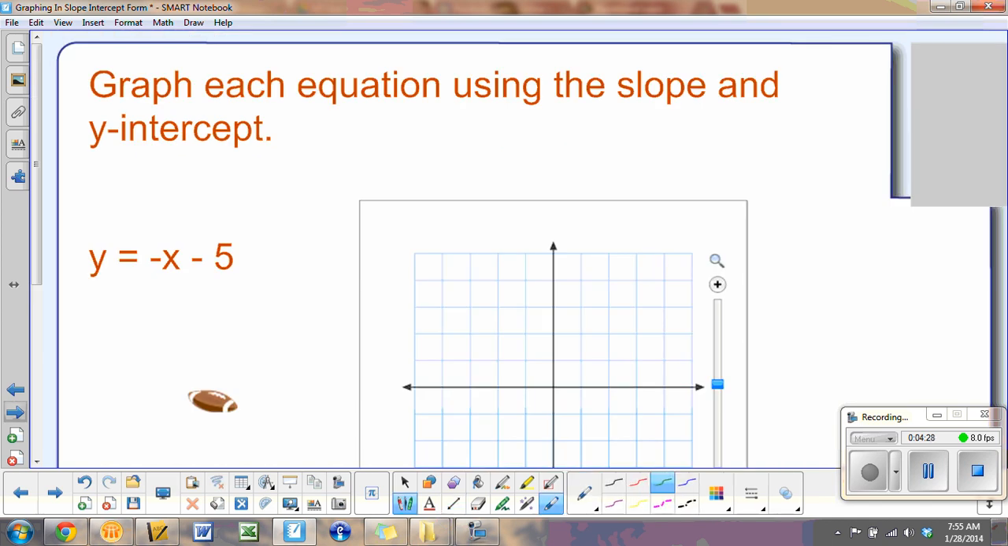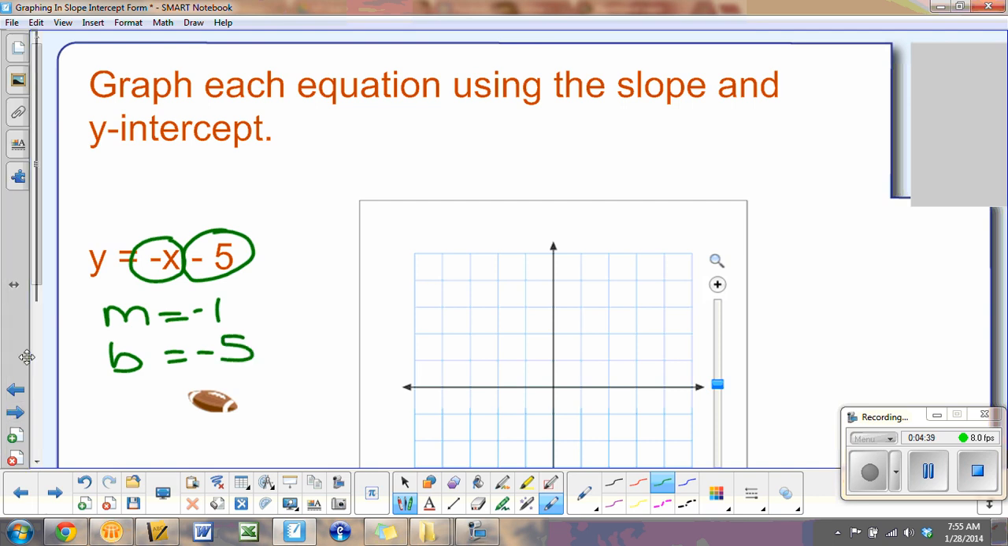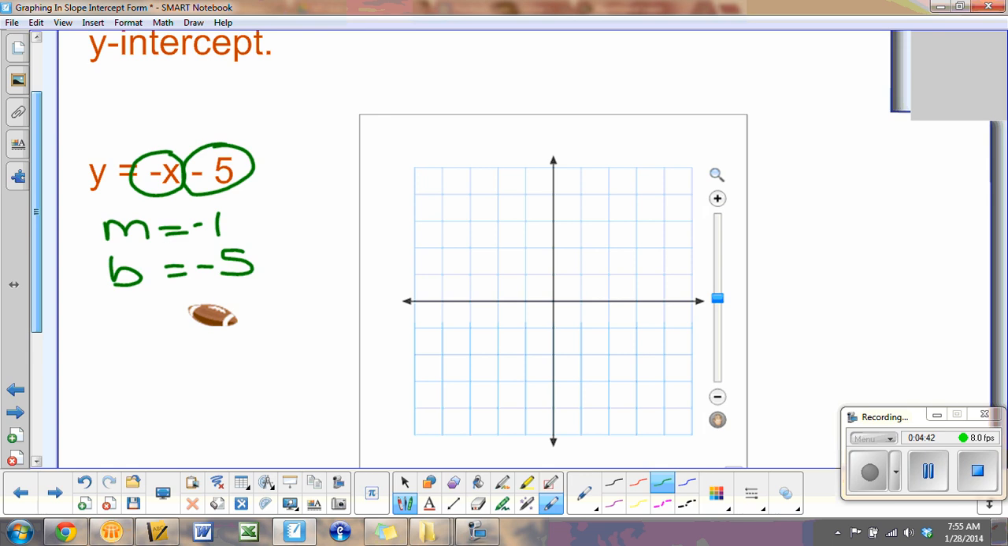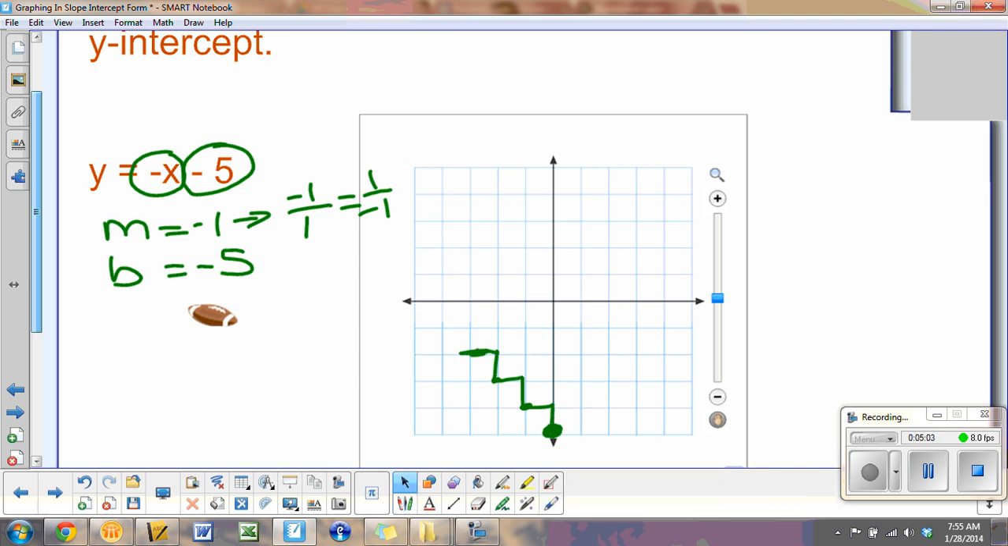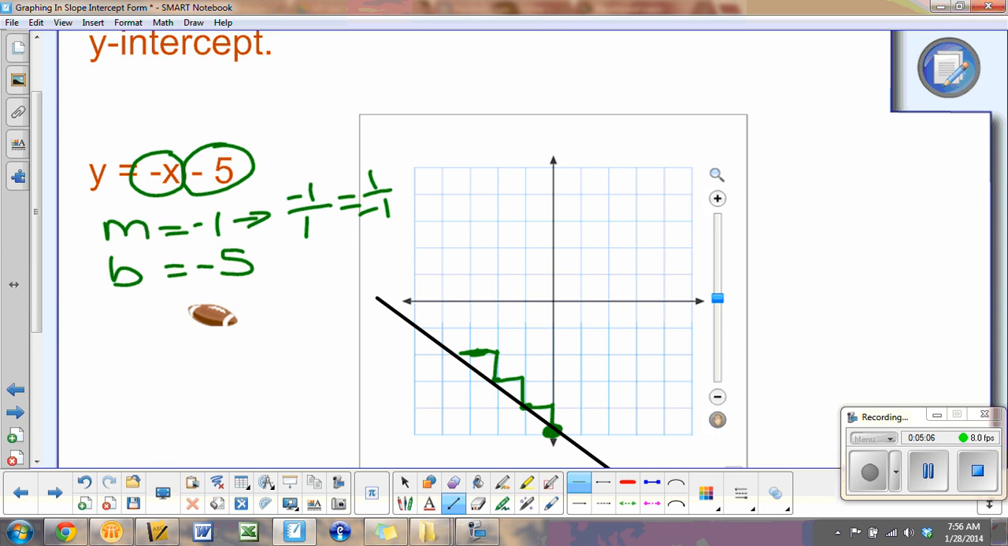Okay, this one, if you have an x, remember the coefficient of this is just a -1. So I have a -1 slope, and an intercept, again keeping that negative with it, is -5. So 1, 2, 3, 4, there's my -5. My slope is -1 over +1, but I can't go down 1 here because I'm out of space. So I'm going to do +1 over -1, which is the same thing. So up 1 and back 1, up 1 and back 1, up 1 and back 1. And my line looks like it's right there. I'm a little off. Here we go.